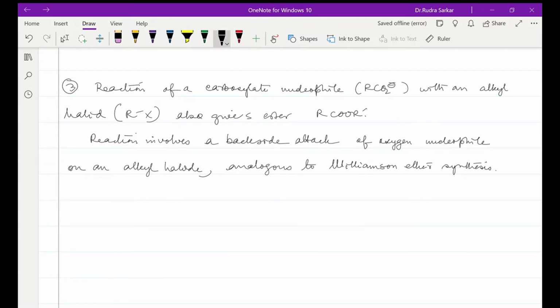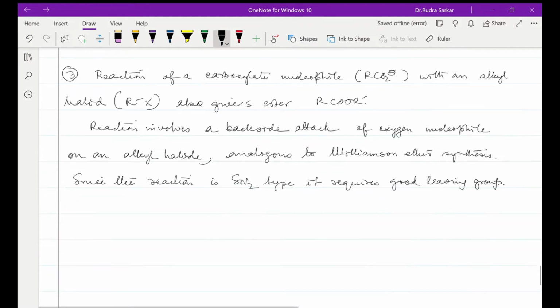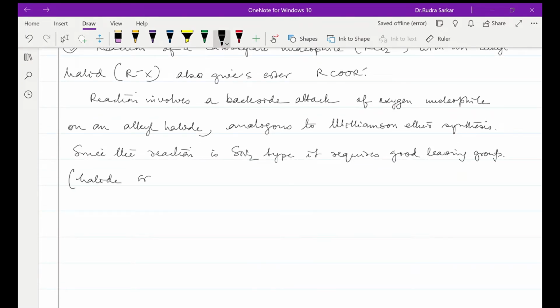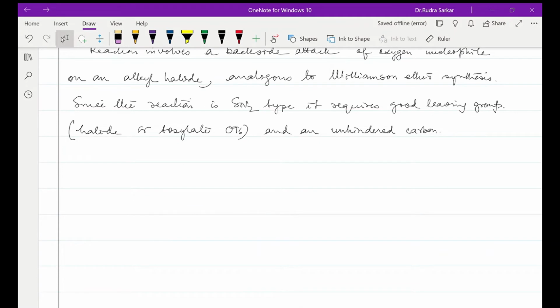Since the reaction is SN2 type, it requires a good leaving group. Okay. That is, we have to use a halide or a tosylate. That is our OTs. And an unhindered carbon, because SN2 is favorable at either methyl, primary or secondary alkyl halides. Now, why are we using an unhindered carbon? What is the reason behind it?